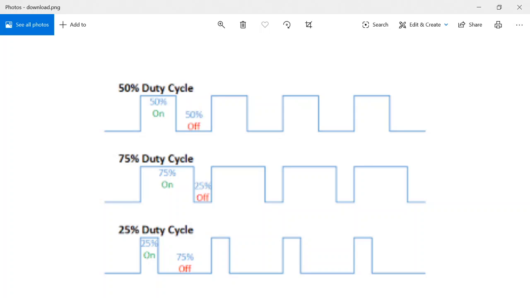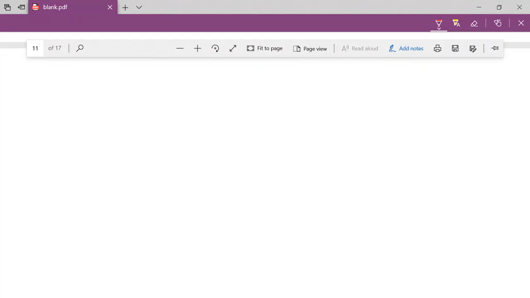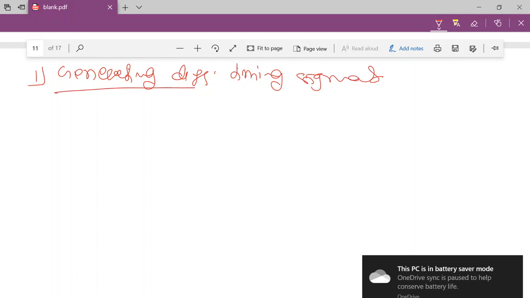Why are we discussing these different types of duty cycle? Because the next application of the counter we are going to discuss is how we can generate a clock signal with different duty cycles. This is one thing. The second thing is the frequency. So, okay, let me start. First is generating different timing signals. So we are going to use the counters to do it.